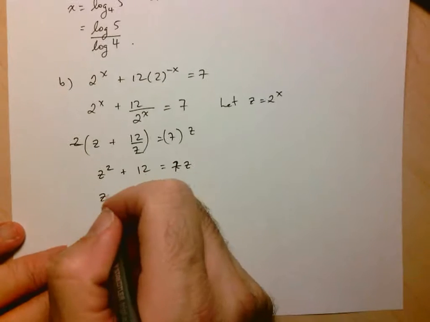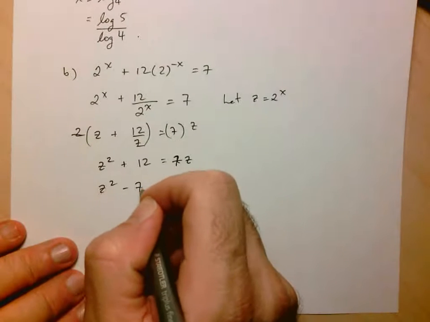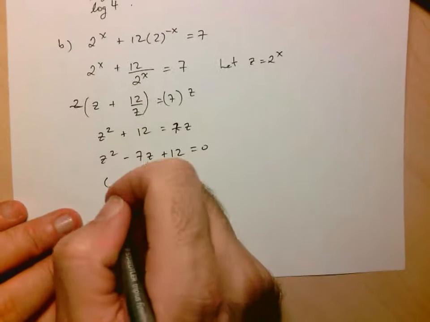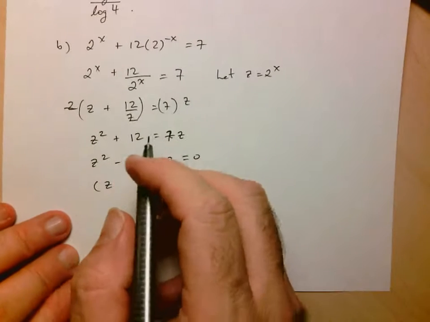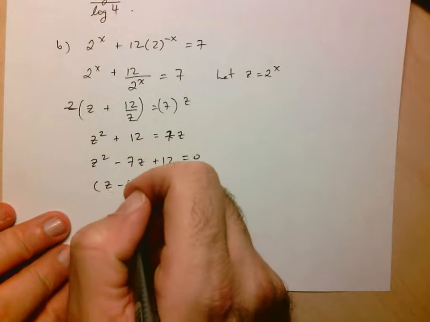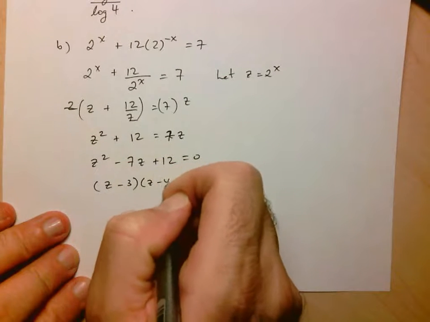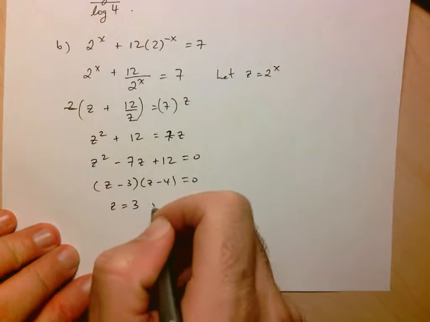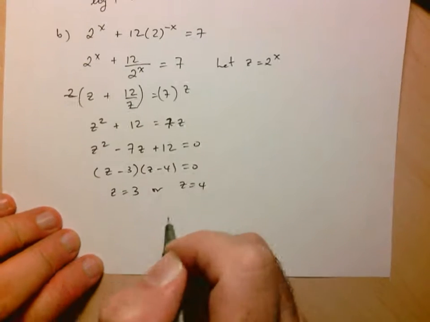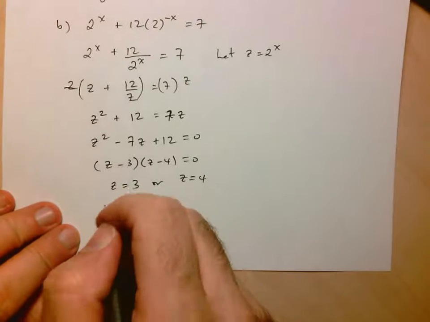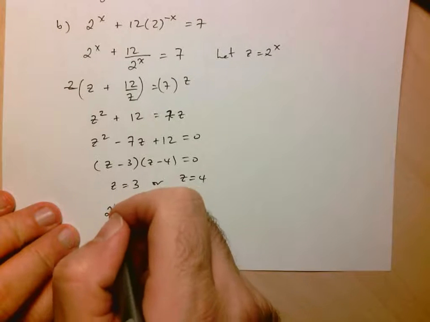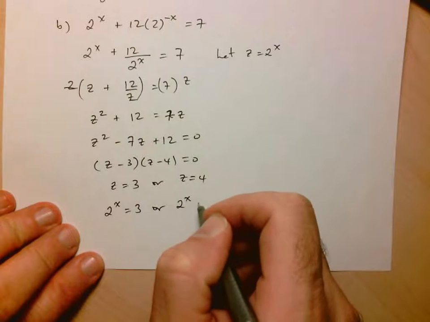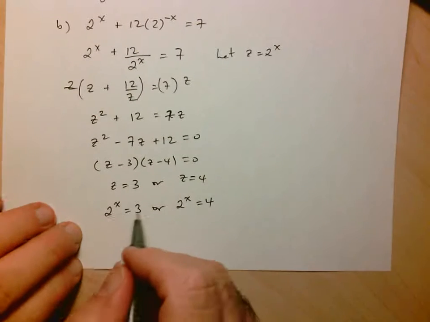So bring everything to one side. Again, I have a quadratic. And again, we're lucky, it factors quite nicely. So it's z minus 3, z minus 4. And so z is equal to 3 or z is equal to 4. But of course we're not interested in z, we're interested in x, so now I'll replace z by 2 to the x, and now I can solve this.